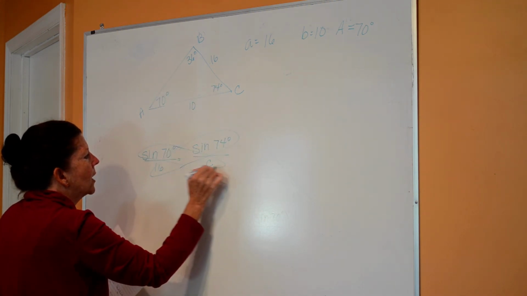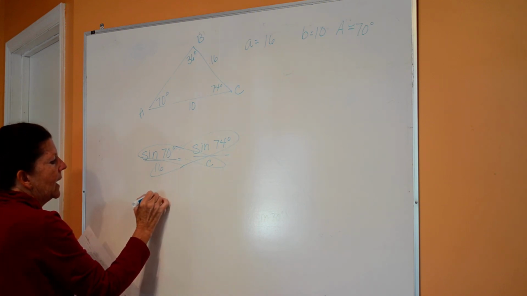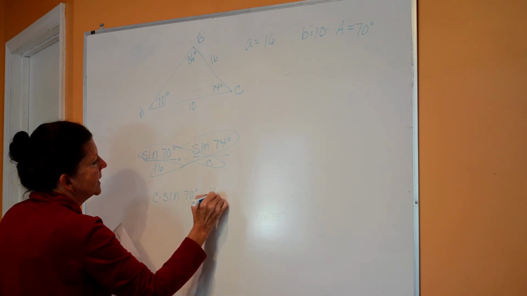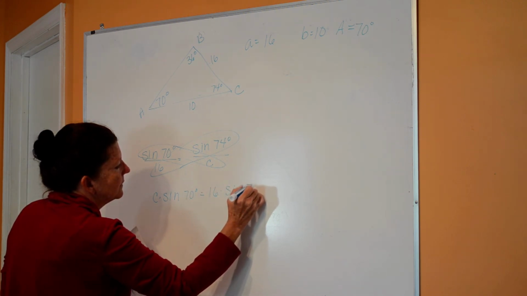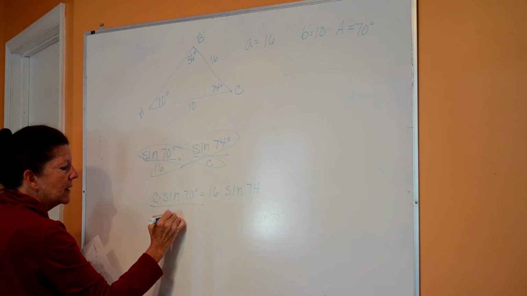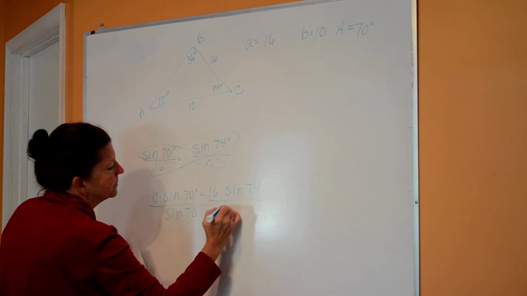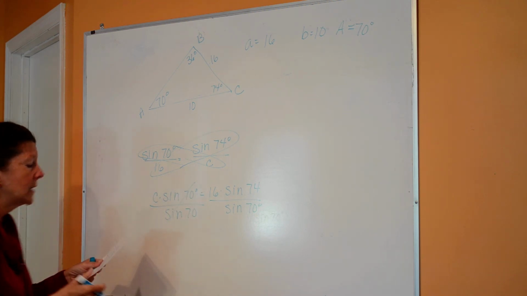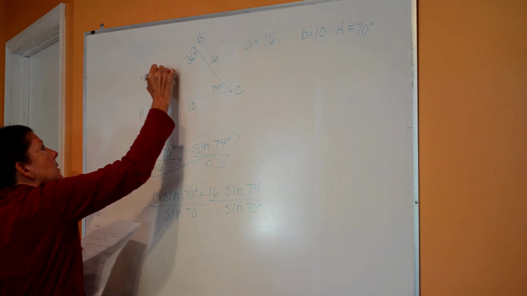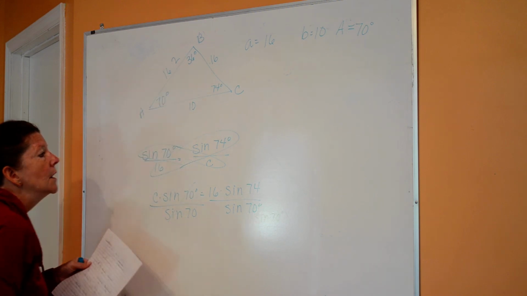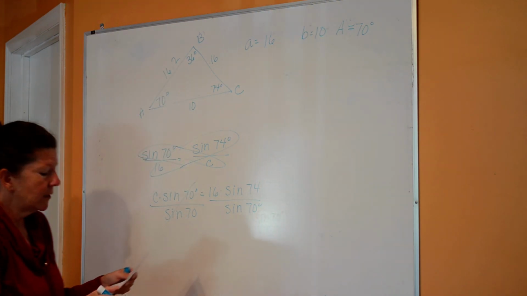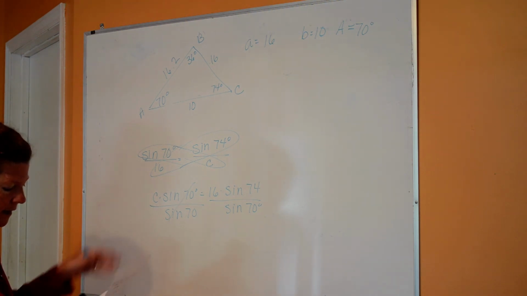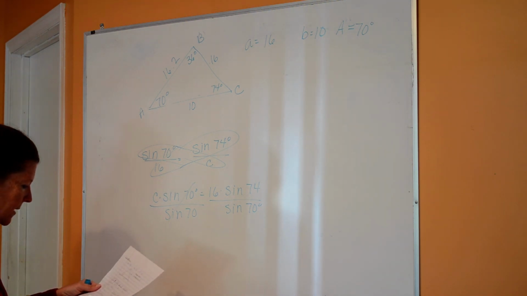I'm going to cross product. So I have C times the sine of 70 degrees is equal to 16 times the sine of 74. I'm going to divide by the sine of 70. That's going to give me what C is equal to, and C is equal to 16.2. So you're doing the same thing all the way through it. The law of sines. Sine of an angle over the side that corresponds to it.